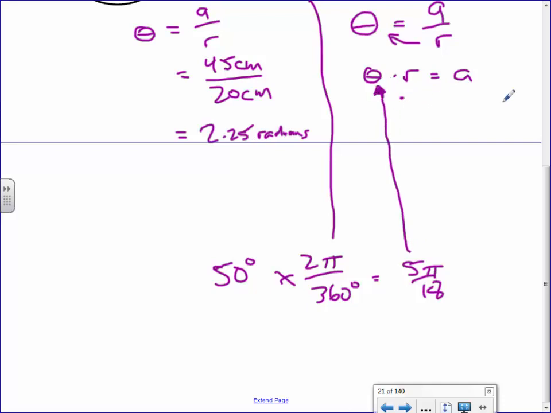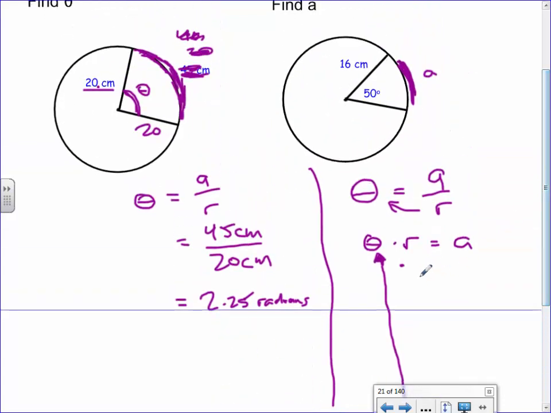And then I'm going to times that by my radius. And the radius was 16. So I'm going to take 5 pi over 18. That's my new angle. I'm going to times by my radius of 16. And I got a final answer here of 13.9626, etc.